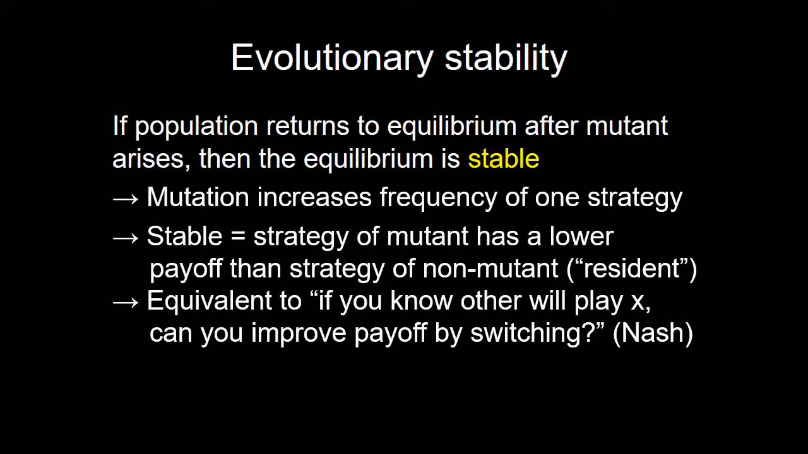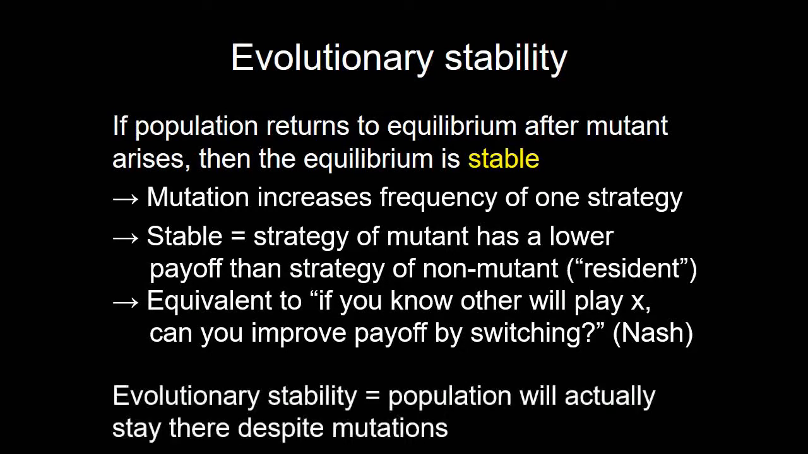And what you see is that the question of, when a mutant arises, does the mutant have a higher payoff than what was there before, in which case it will get a foothold, or a lower payoff, in which case it dies out, is exactly analogous to the Nash condition: if you know that the other person is going to play the resident strategy, in this case X, can you improve your payoff by switching to some other strategy? And so this is the link between the Nash criteria and the evolutionary stability criteria. Again, evolutionary stability is this key concept of whether the population will stay where it is despite mutations.